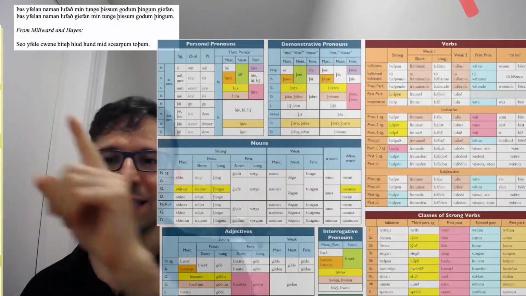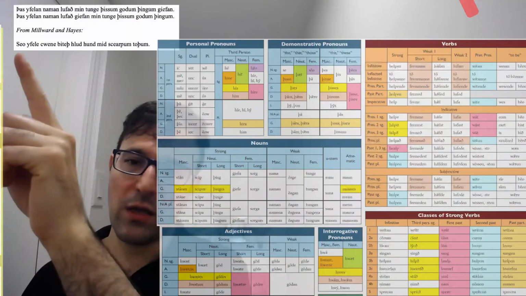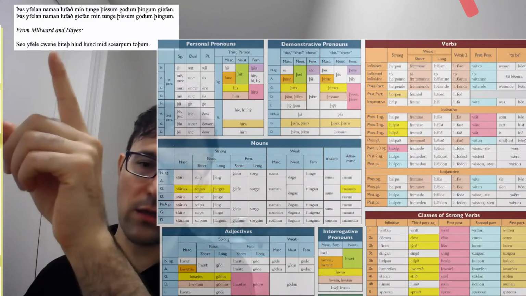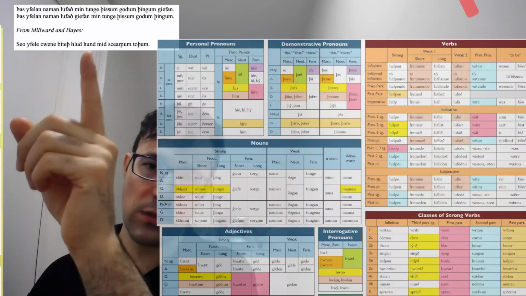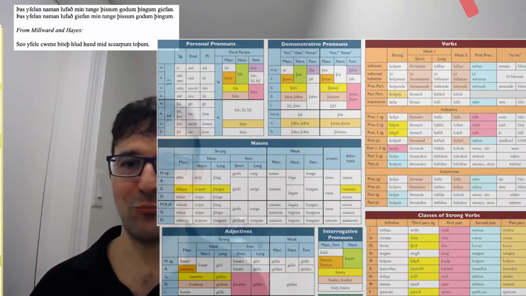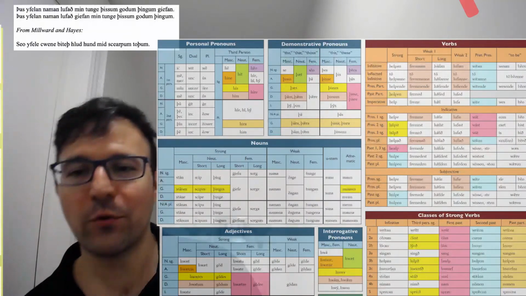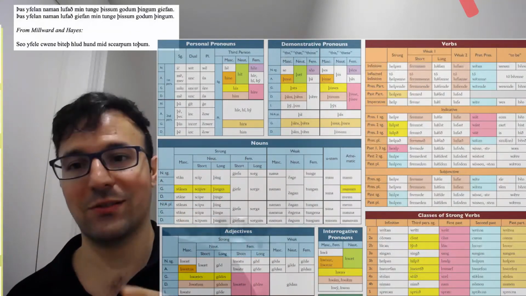I'm going to give you one sentence here. This is from Millward and Hayes' textbook, I love it. Seo evile quena, biteth hlud hund, mid scherpen tothum. You actually can figure out what this sentence means. First, let's figure out what each word means.